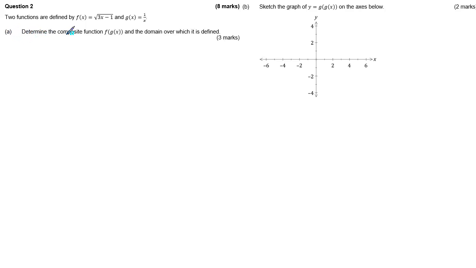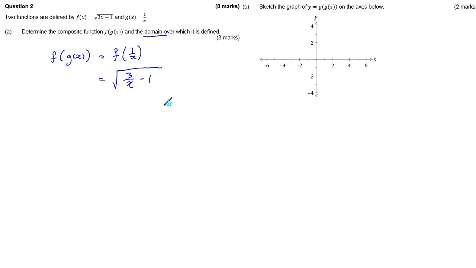Two functions are defined by f of x is the square root of 3x minus 1 and g of x is 1 over x. Determine the composite function f of g of x and the domain over which it is defined. So if we have f of g of x, that means we're doing f of 1 over x, and that's going to give us the square root of 3 over x minus 1.